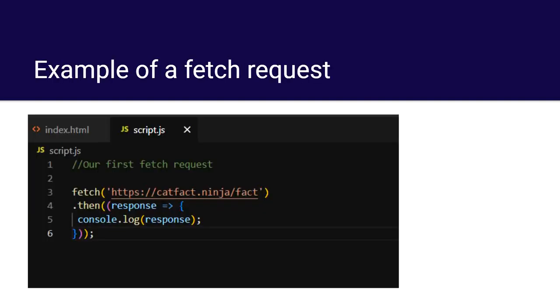And then, at a very basic level, this is a very basic example of a fetch request. We are going to use fetch to send a request to get a random cat fact back. Then we're going to chain on the .then method. We get back the response, and then we're just going to log it out to the console to see what we get, okay?